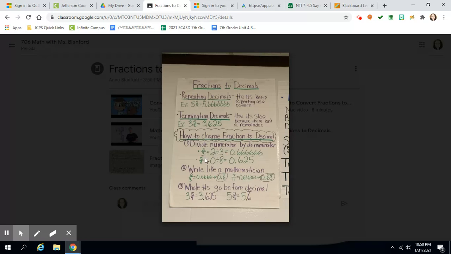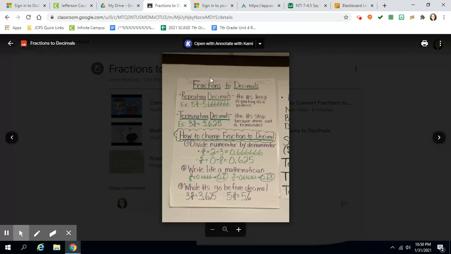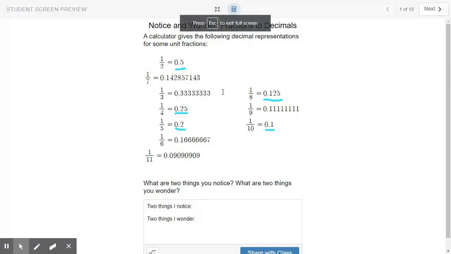And likewise, we could change the fraction 5/8. Whoops, and I see a mistake on my anchor chart here. So we would take the 5 and we would divide it by the 8. So this should actually say 5 divided by 8 is equal to 0.625. So I'm going to keep this up because we're going to come back to it. So let's take a look here.